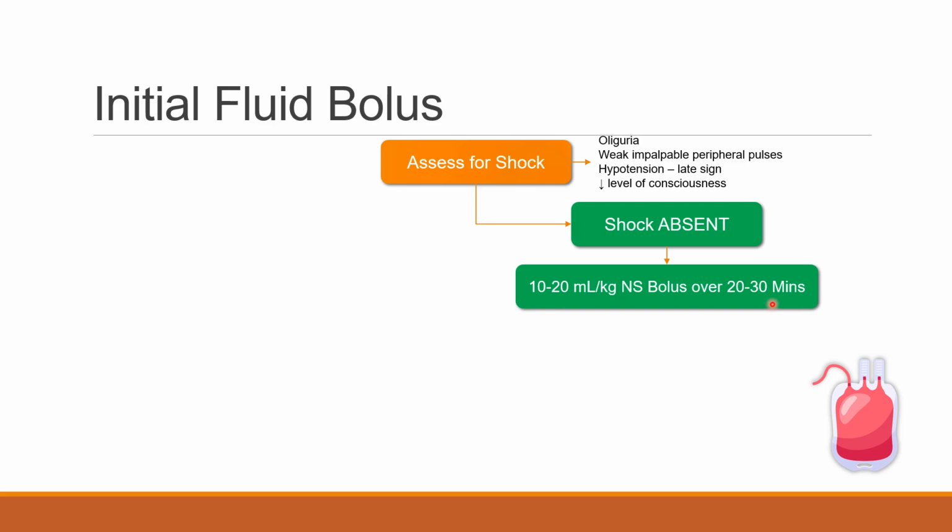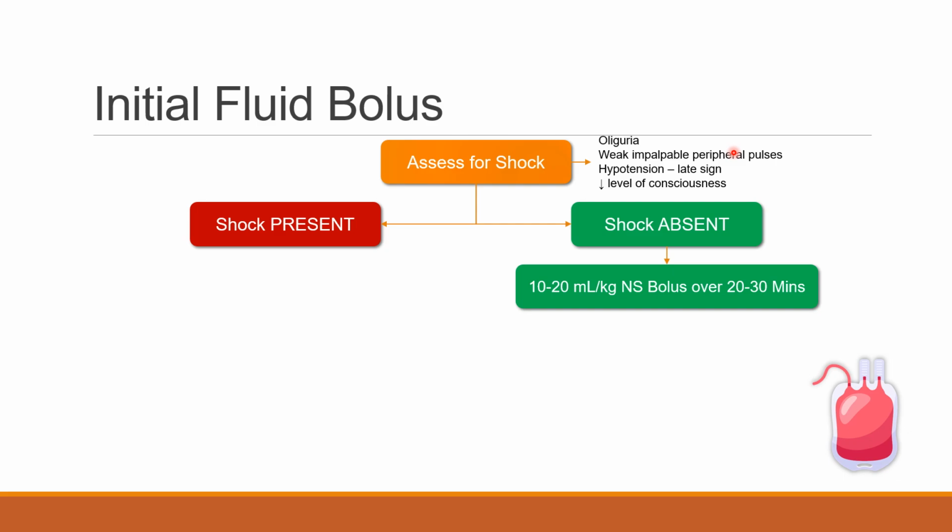So how much amount we give? 10 to 20 ml per kg. What fluid we give? Normal saline. Over what period of time we give? 20 to 30 minutes. So this is to be done in a patient who does not have any features of shock at the presentation. But on the contrary, if the patient has one of these features, that means oliguria, weak impalpable peripheral pulses, decreased level of consciousness, or hypotension, then we have to assume that there is presence of shock in the child.